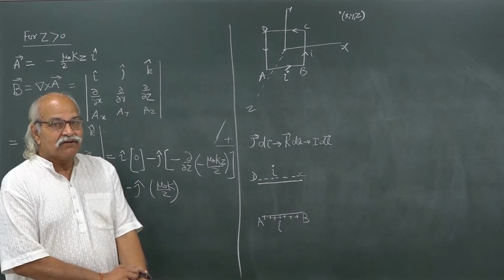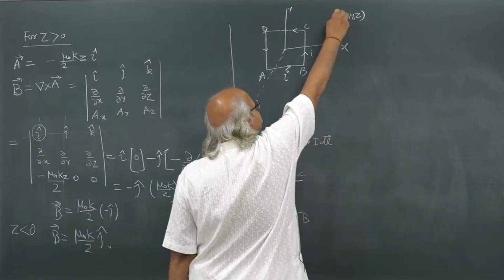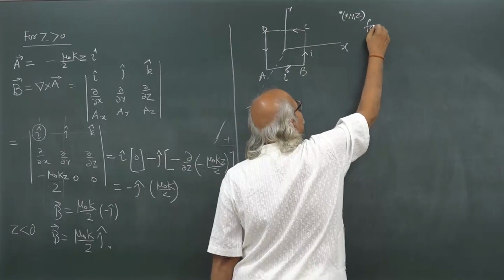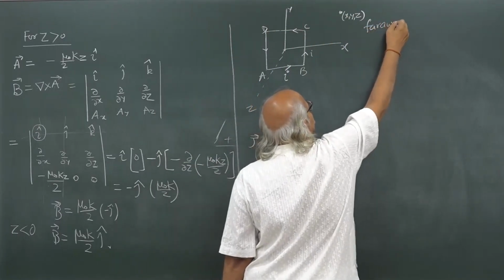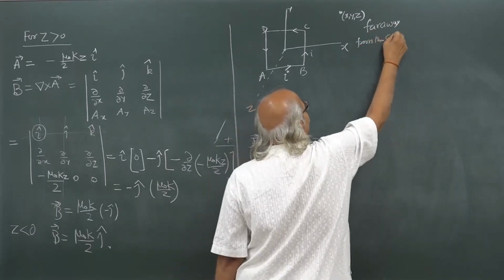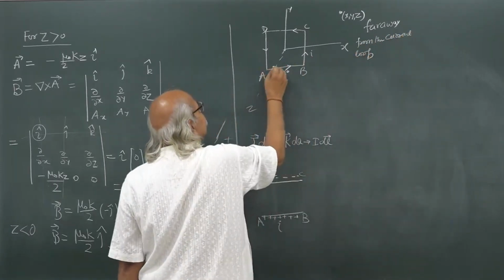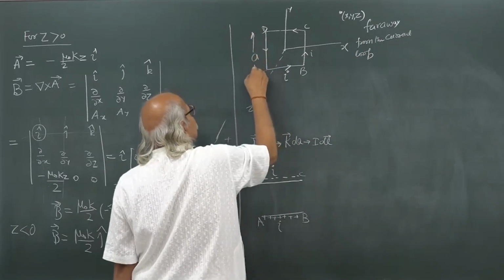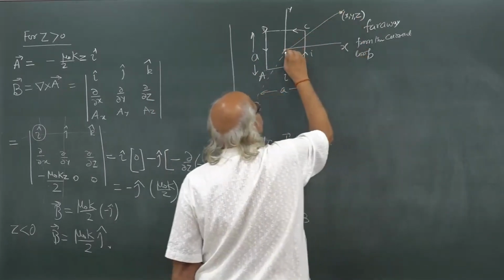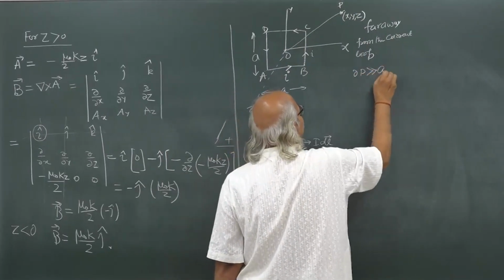Now, because of this, we want magnetic potential, vector potential at x, y, z. Assume it is far, far away from the current loop. This length, let us say, is A. This length is A, and this distance OP is very large as compared to this A.